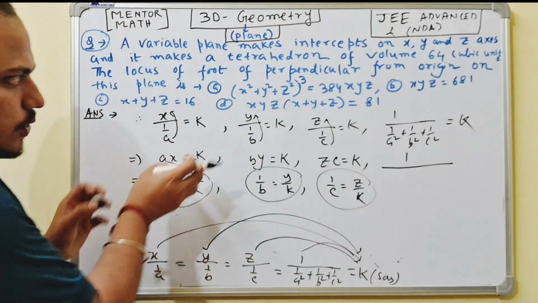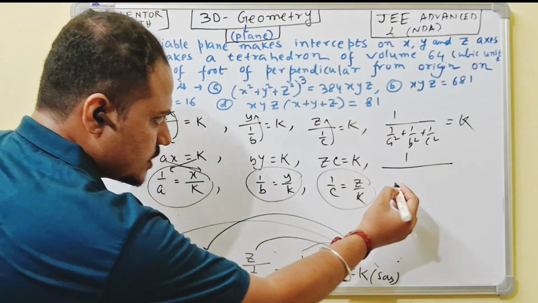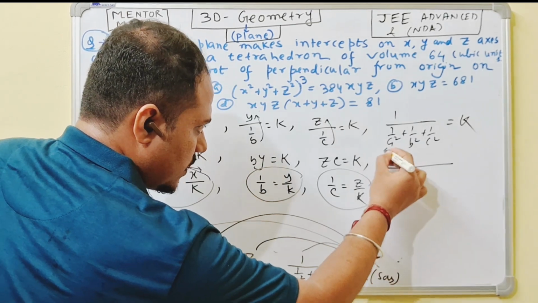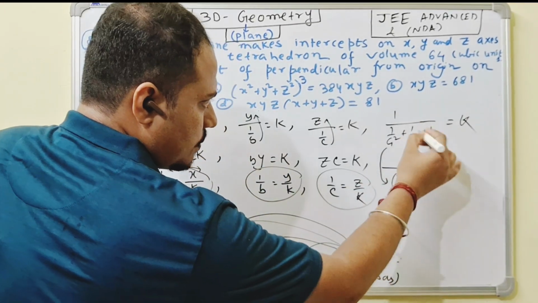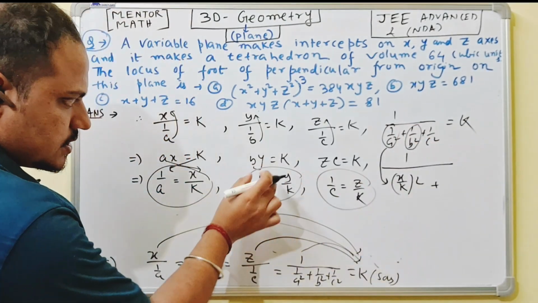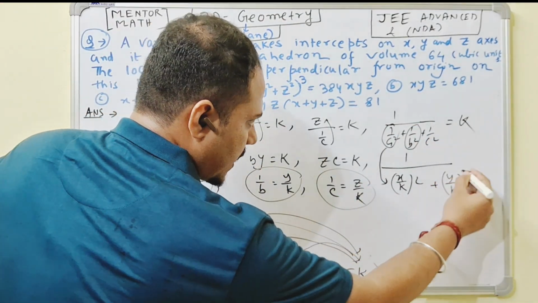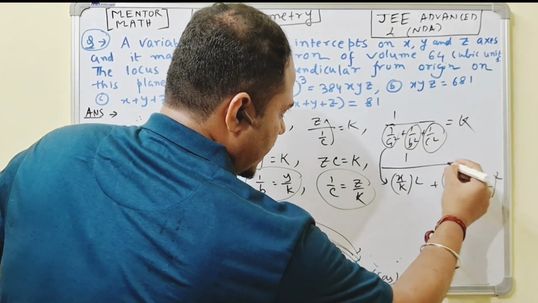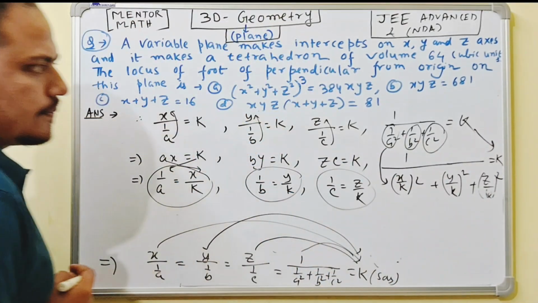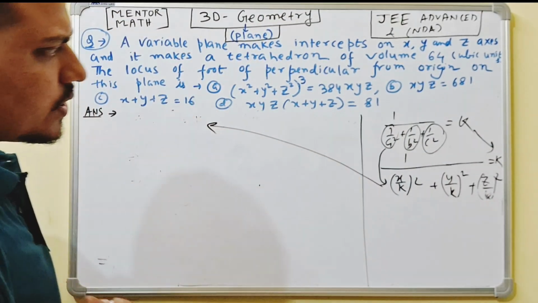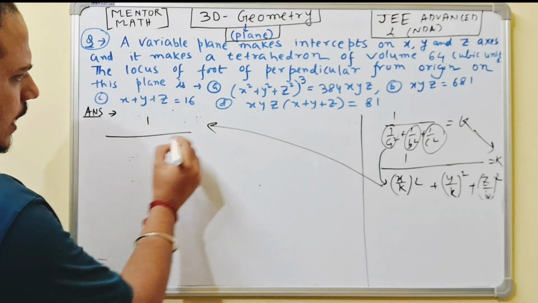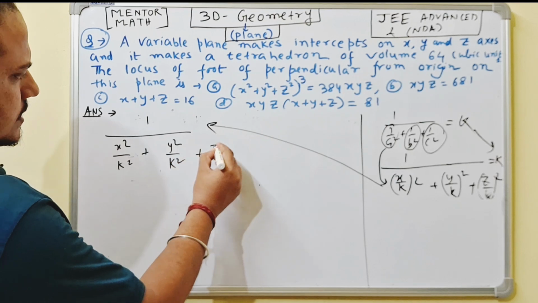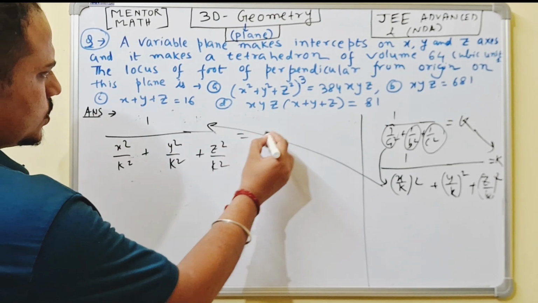So these three values you found, 1 by a, 1 by b, as well as 1 by c. That value you can substitute here, 1 by a square. 1 by a is x by k, so you can substitute x by k whole square. Similarly plus 1 by b, that is y by k whole square. And 1 by c is z by k whole square. And the right hand side is k. So from that expression you got x square by k square plus y square by k square plus z square by k square equal to k.